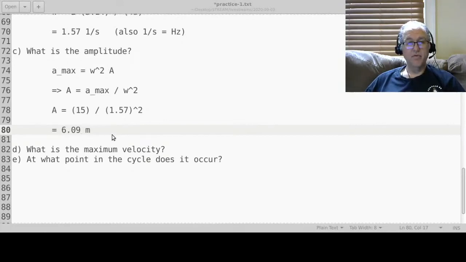There's the maximum acceleration. All right, let me take a quick look in the chat. No extra questions there.